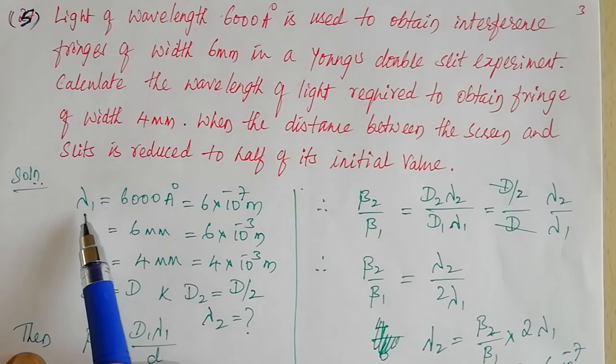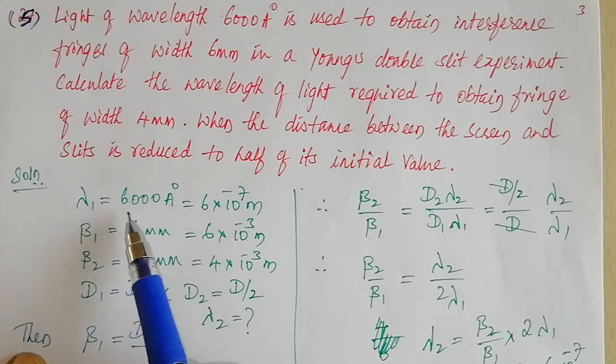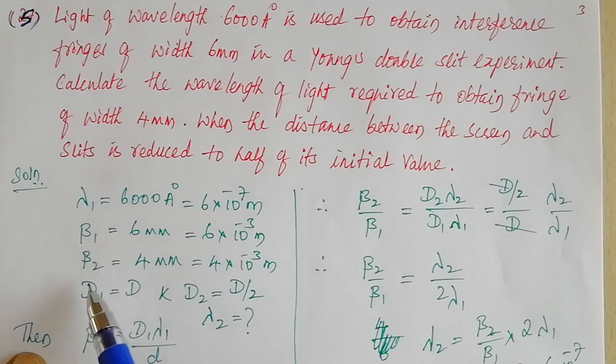So, given data, wavelength of light lambda 1 is 6000 angstrom unit, that is 6 into 10 raised to minus 7 meter. For this particular wavelength of light, the fringe width beta 1 is 6 millimeter, that is 6 into 10 raised to minus 3 meter. To get a fringe width of the order of 4 millimeter, 4 into 10 raised to minus 3 meter, for a screen distance half the earlier screen distance, so D1 is D, D2 is D by 2, what should be the wavelength of light lambda 2?